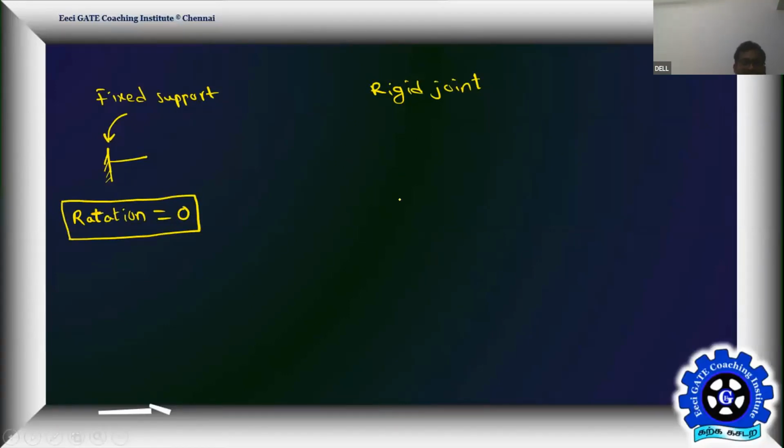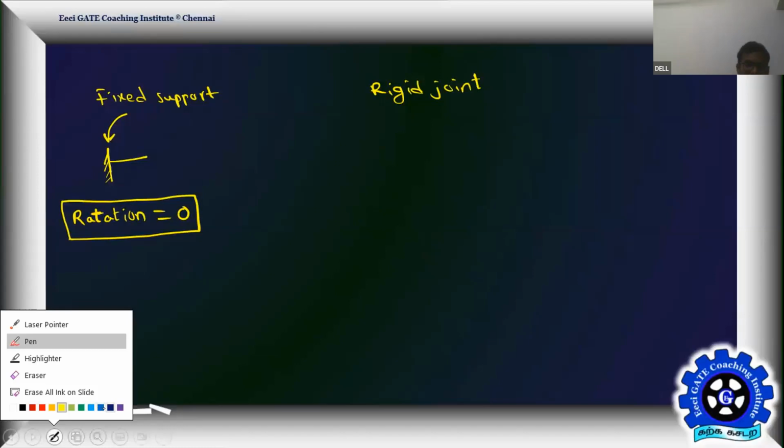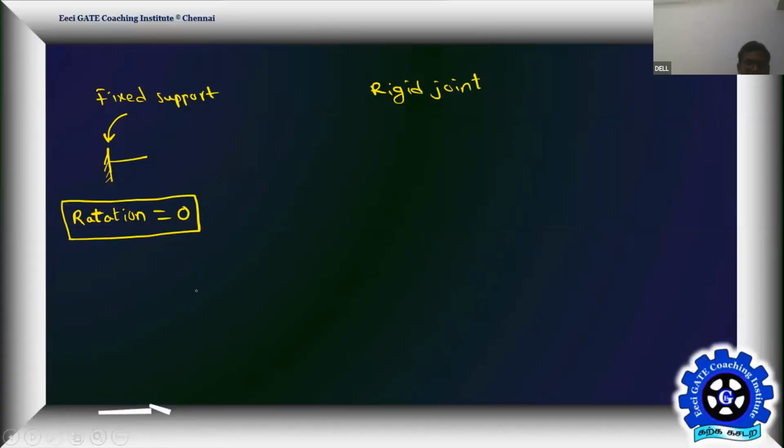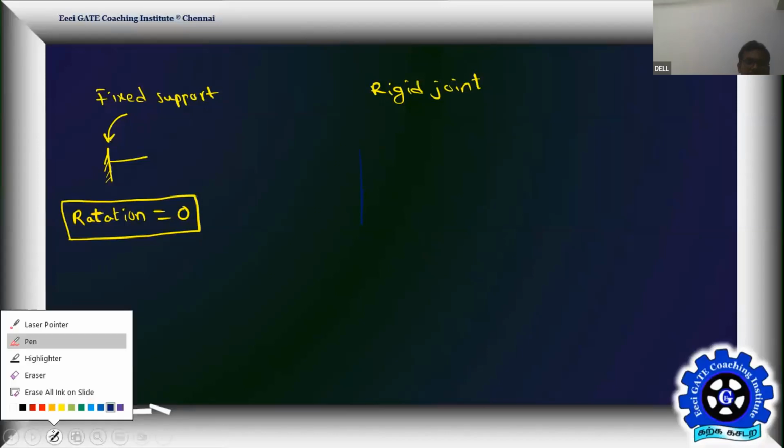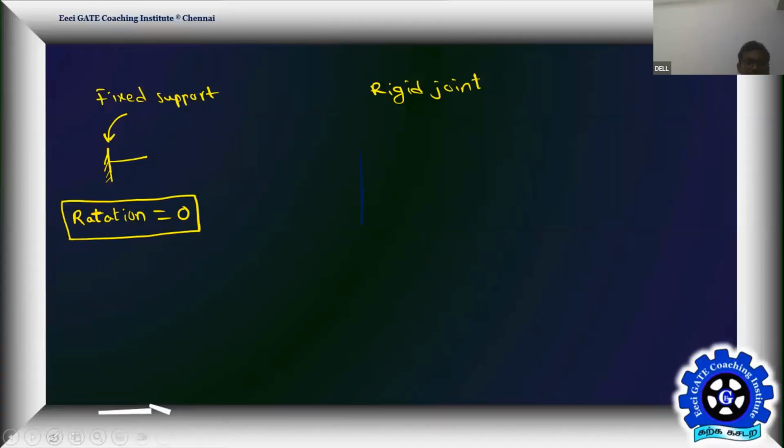What is the meaning of rigid joint or rigid support? Rigid joint means what? Can you please tell me, anyone? What is the meaning of rigid support? Rigid joint or rigid support? Suppose, oh, it's not visible. Okay, use the same yellow color.